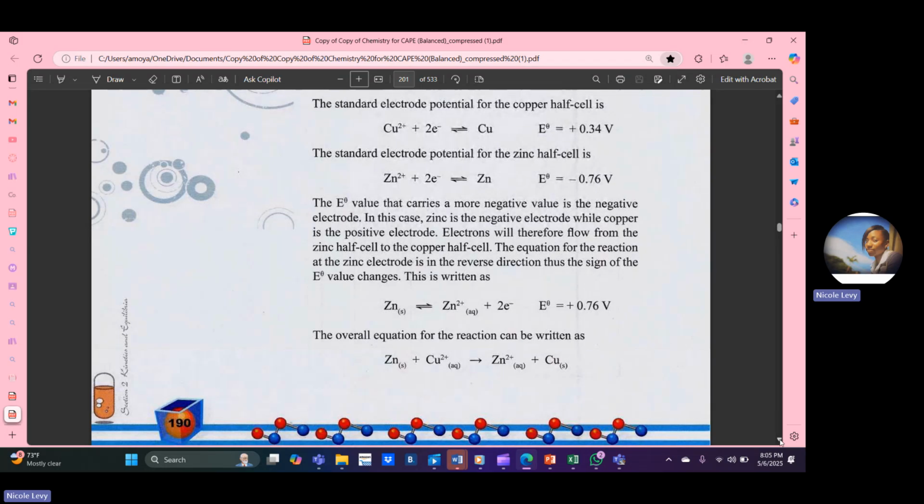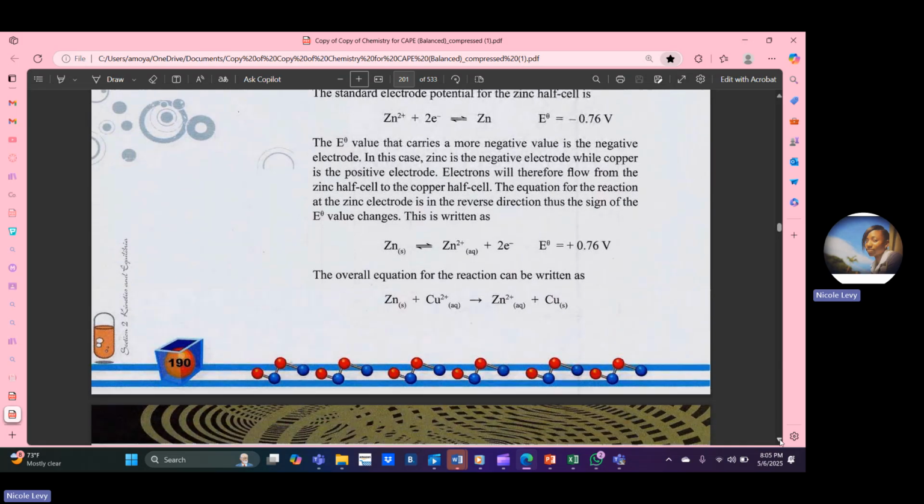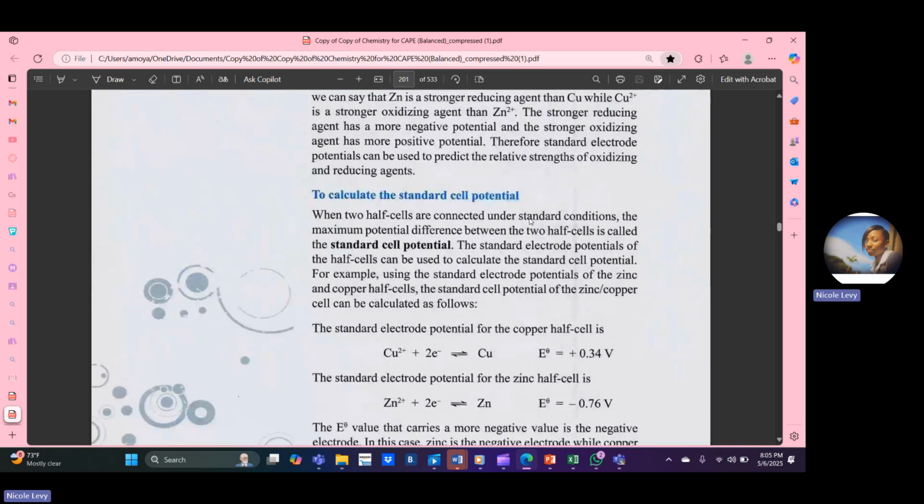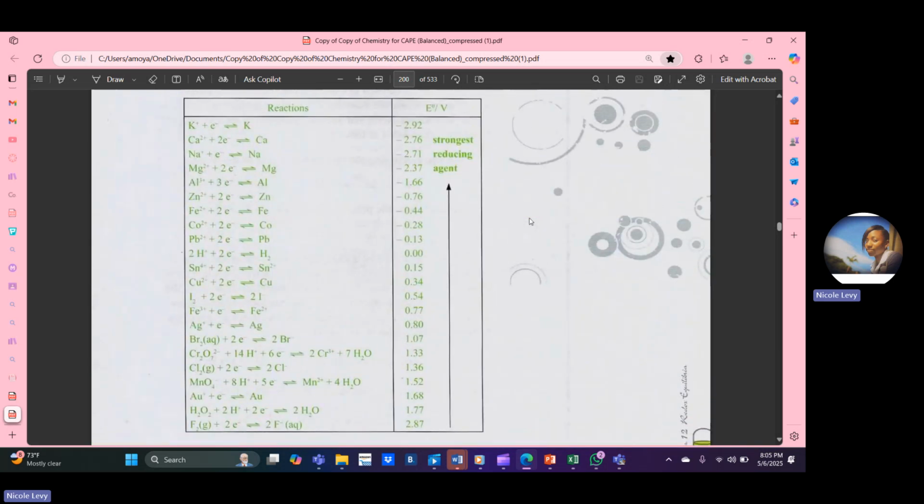The equation for the reaction at the zinc electrode is in the reverse direction, thus the sign of the E value will change. So what they're talking about is, if you have a table looking like this on your exam, and you have this reaction here, this reaction is showing reduction, right? So if I want the correct reaction, I have to flip this equation around. So the zinc would basically be losing the electrons, right?